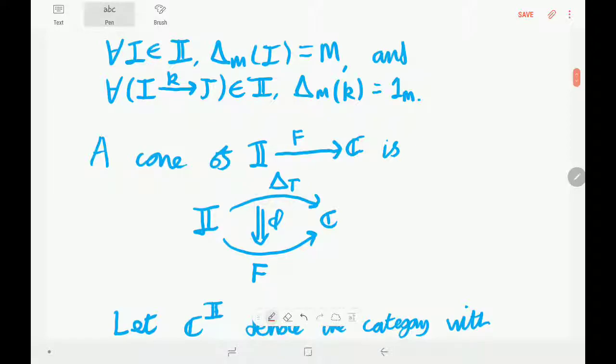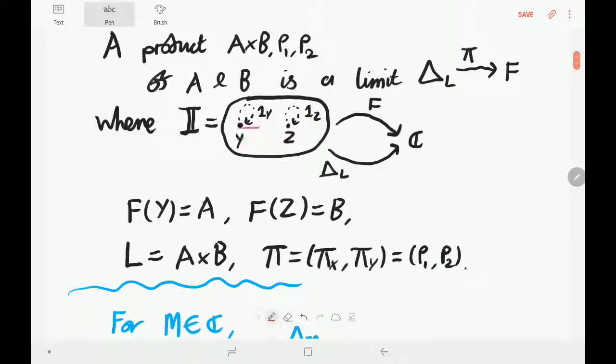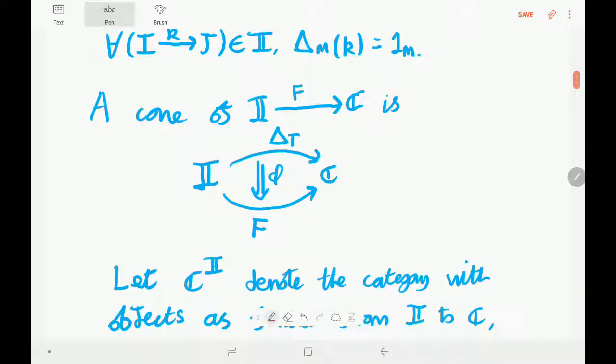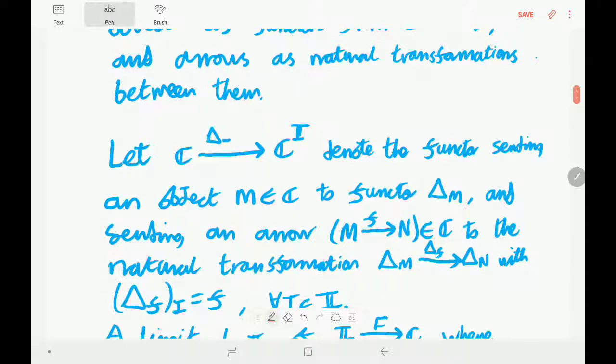Now, a cone of this functor F, which also goes from I to C, is just a natural transformation phi from delta M to F, where F is the functor which we're taking a limit of. And in this case up here, it's just a functor from these two isolated objects to these objects A and B that we're interested in doing a product of. But we're talking in more generality here. So we let C to the power of I denote the functor category, which has objects as functors from I to C and arrows as natural transformations between them.